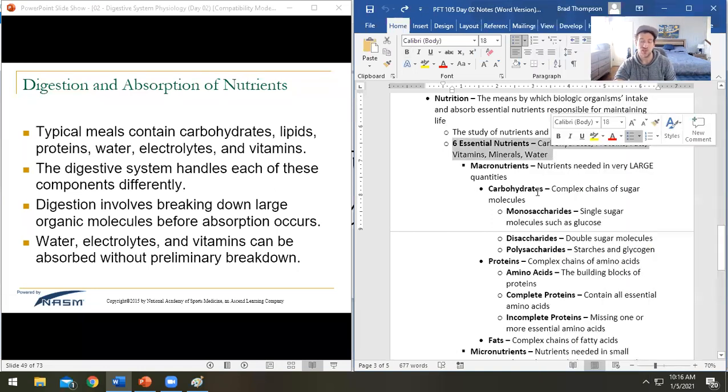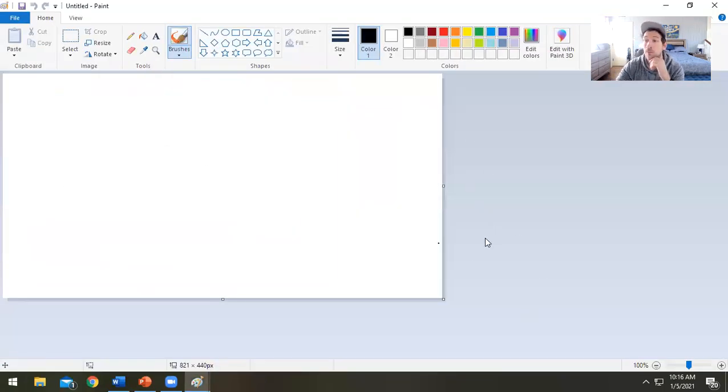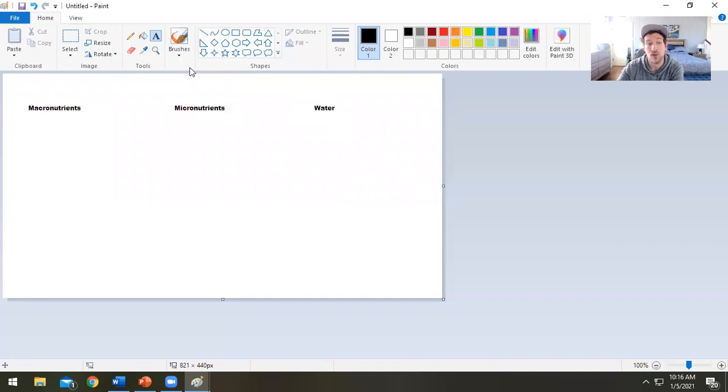We're talking about our 6 essential nutrients today. So what are our 6 essential nutrients? Well, we've got 2 major categories here. I'm going to draw a little chart here. You've got 2 major categories and then 1 special category. So you've got what are called macronutrients, and you've got what are called micronutrients, and then you've got water, which is special because we need water literally to do everything. This is the most of all nutrients. This one is the most essential.